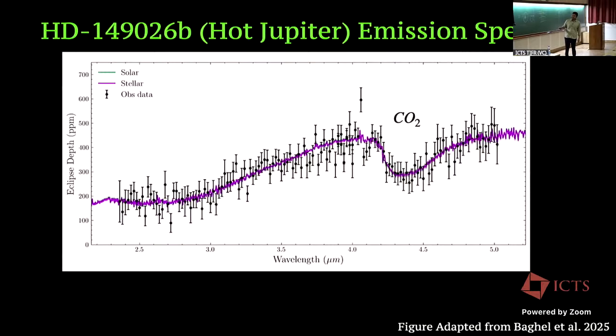This is the eclipse depth versus wavelength. So this is like the carbon dioxide feature in eclipse. This is only possible because of JWST. Okay, so the precision is sufficient that in eclipse we can get the eclipse depth to get a feature.